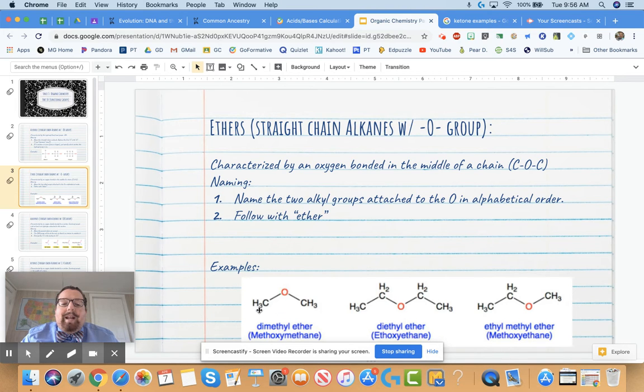So in this case, since there's 2 methyls, it's dimethyl and then ether. Over here, there's 2 ethyl groups, so it's diethyl ether. And then over here, you've got a methyl group and an ethyl group, so name those alphabetically. That gives you ethyl methyl ether.